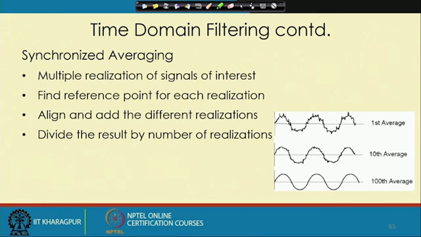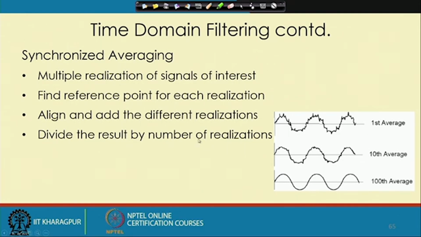So, we need to first find the point in each of these realizations which can be used for alignment, and then we have to align and add the different realizations. The third or the last step is to divide the result by the number of realizations. Because we have added them up so many times, the signal is reinforced, so there is a scaling of the signal. We need to get rid of that scaling.